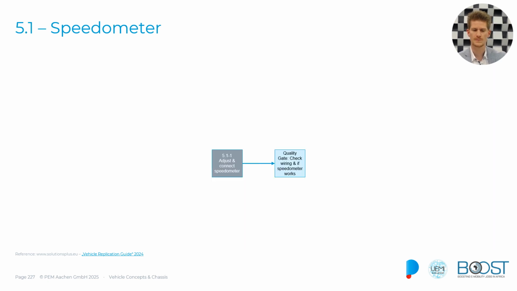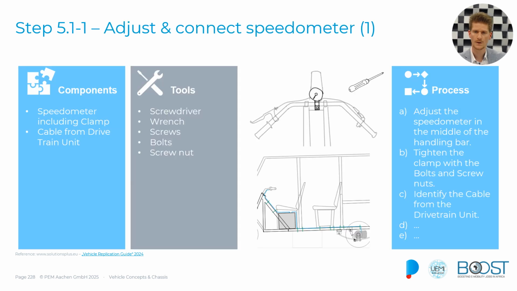The process for the speedometer is straightforward. It is the adjustment and connection of the speedometer that is coming up. So which components do we need? We do need the speedometer, including its clamp, and a cable from the drivetrain unit. The tools necessary are screwdrivers, wrenches, screws, bolts, and nuts.